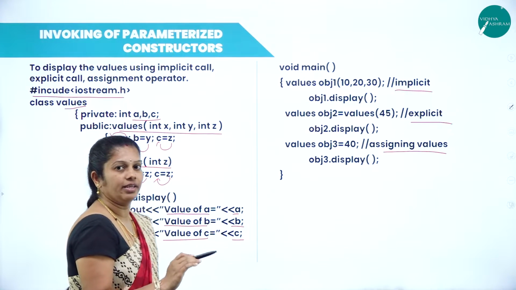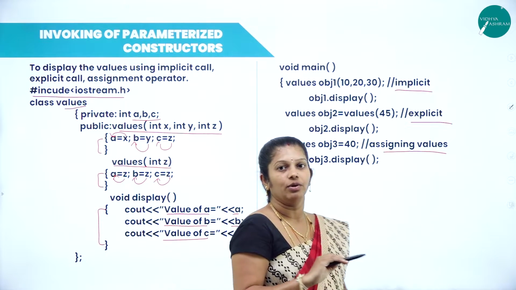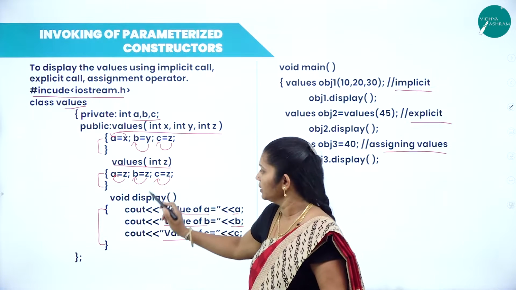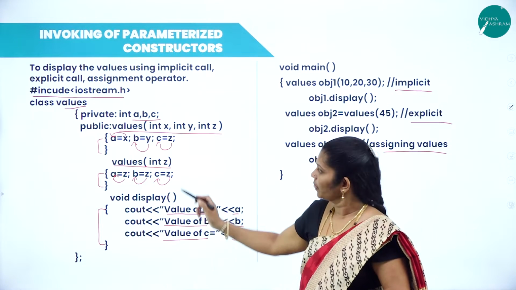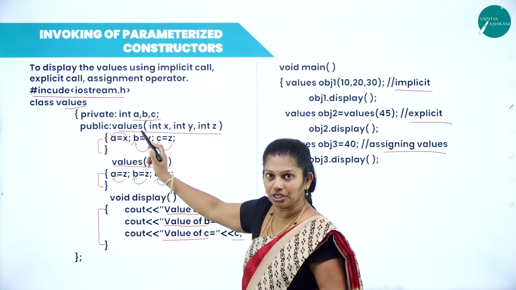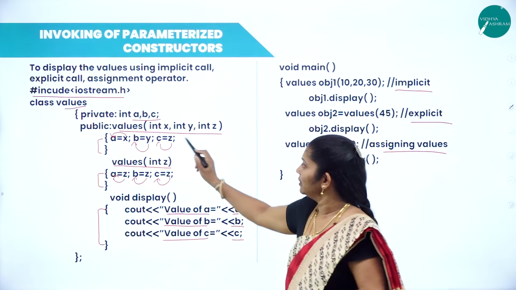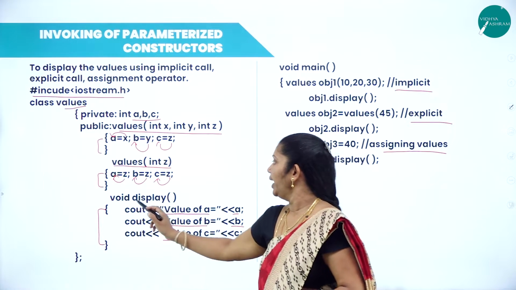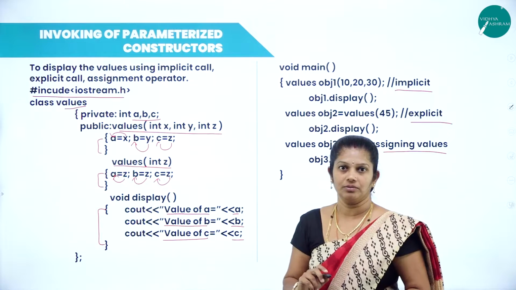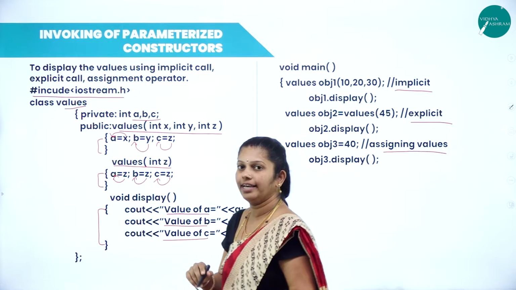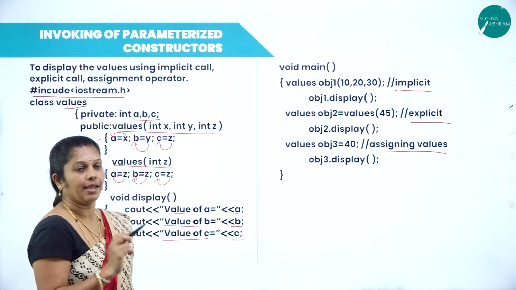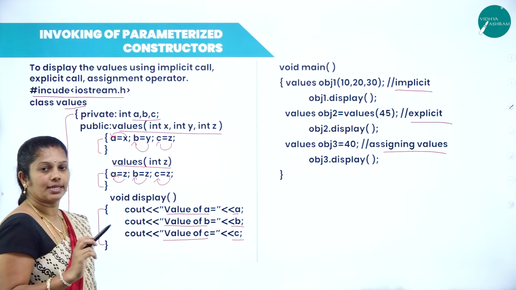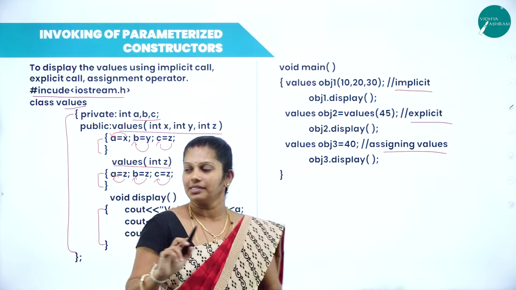It means that if you observe here, totally how many functions do we have? Totally three functions. One is the first values, this is the second values, and this one is the display function. This is a constructor function, especially a parameterized function with 3 arguments. This one is also a parameterized constructor, but with only one value. And the next one is the void display function, where we are just displaying the values of a, b, c. Then finally, we are going to close the class. How to close the class? After the flower bracket, you have to put a semicolon.